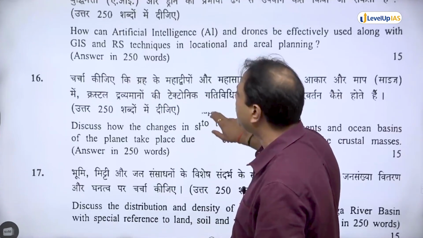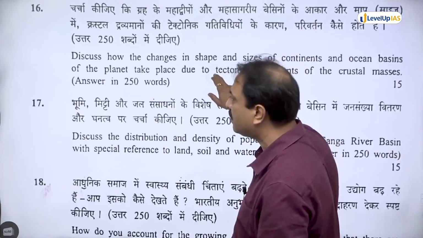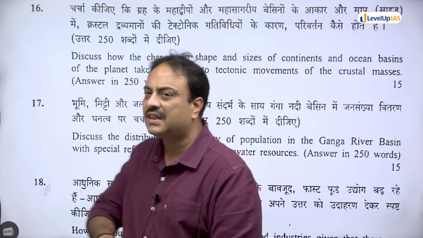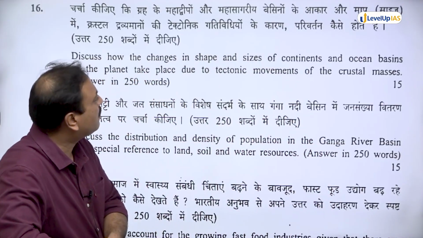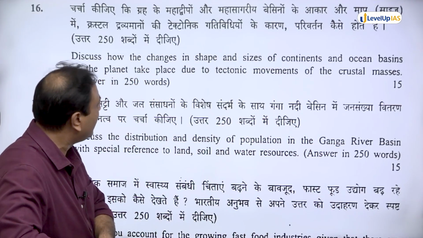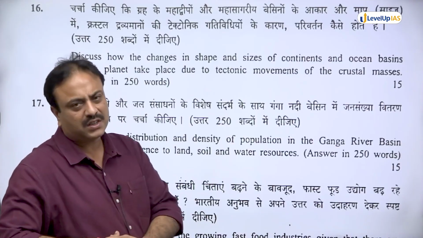The next question that has been asked by UPSC is question number 16 in the section of geography. Discuss how the changes in the shape and sizes of continents and ocean basins of the planet take place due to tectonic movements of the crustal masses.